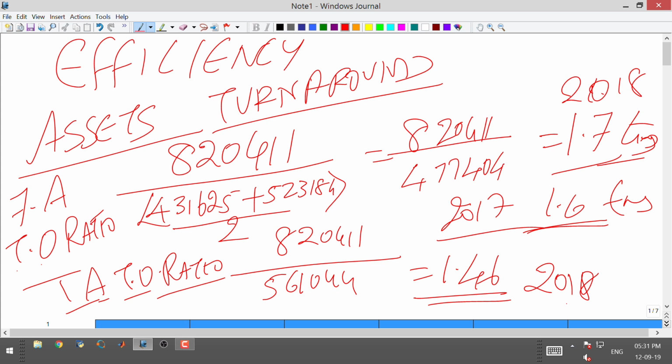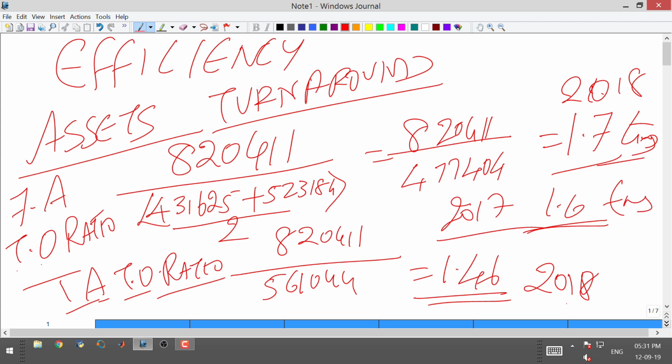So what am I trying to do? I am measuring the efficiency of this enterprise: how efficiently the assets are being utilized, and how efficiently the fixed assets are being utilized. Now, I have only done 2 years.